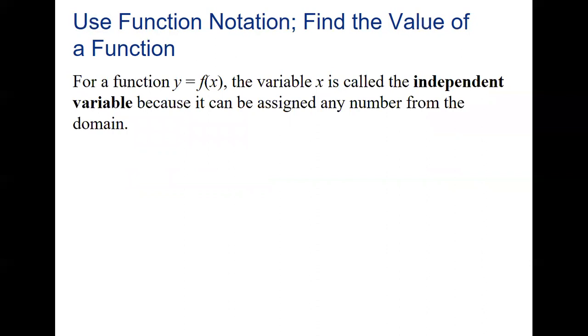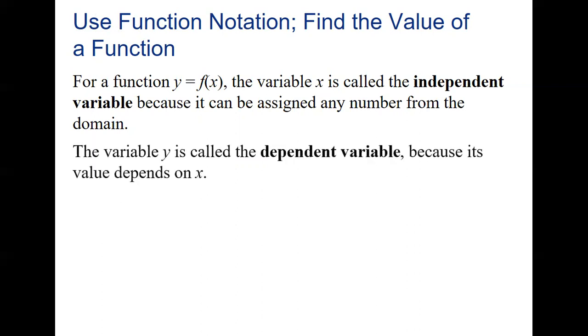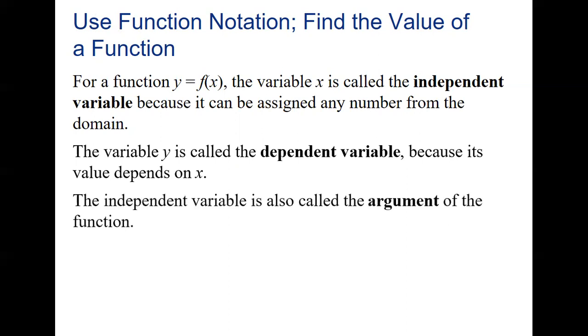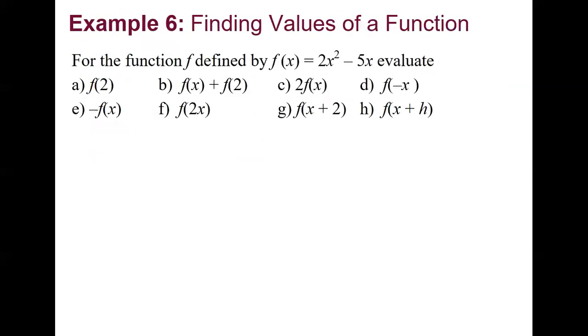With function notation, the x variable is called our independent variable. So your independent variable comes from your domain. The variable y is called your dependent variable, and it produces your range. In some more fancy books, you may hear that the independent variable is called the argument of the function. Just throwing that out there. If you plan on taking more advanced math, you may hear it called the argument of the function.